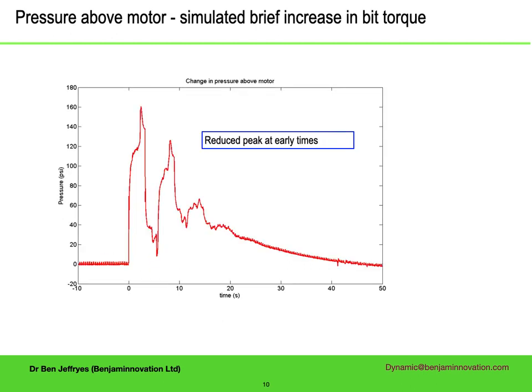This is what you see above the motor. The pressure spike is much lower, about 150 psi, because as well as the pressure going up above the motor, the pressure below the motor goes down. You can also clearly see the long tail from the low-pass filter.